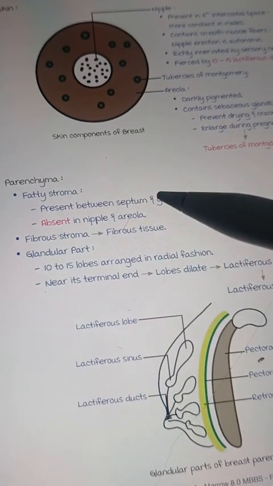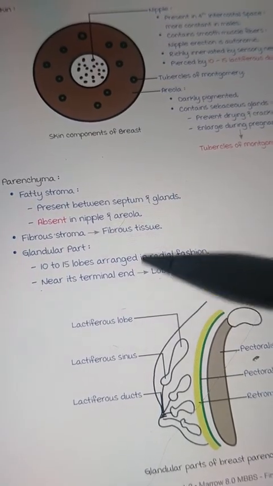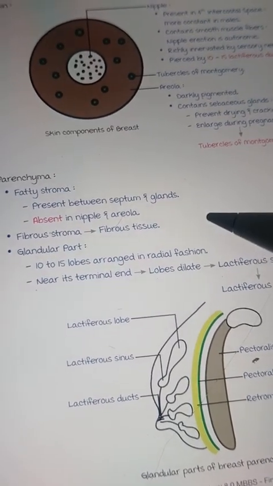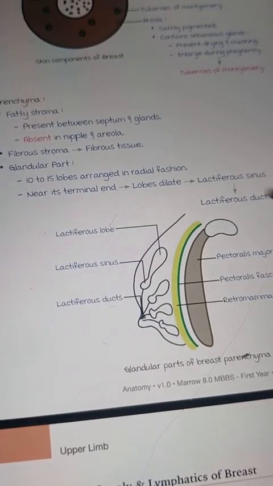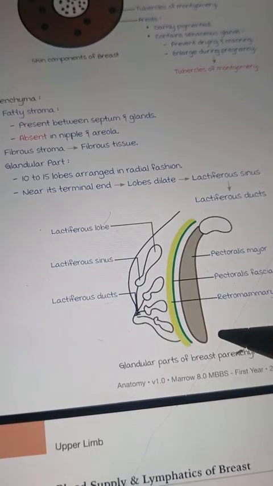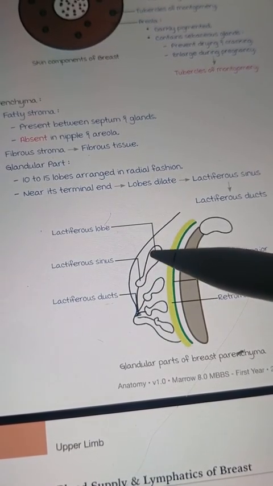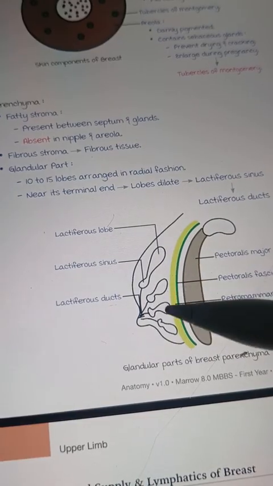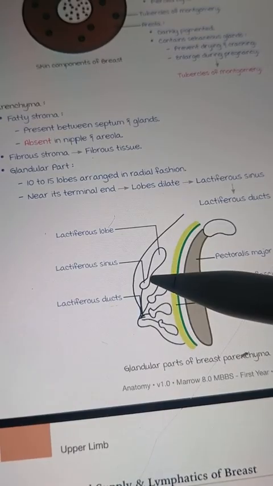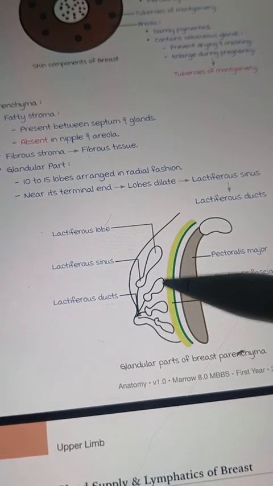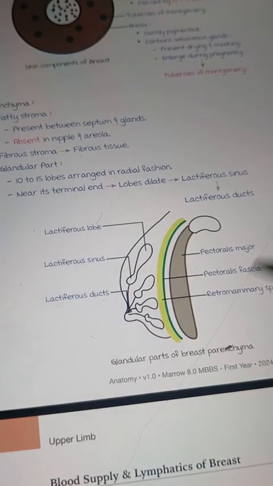Parenchyma is present between the septum and the glands, and it's absent in the nipple and the areola. The fibrous stroma forms the fibrous tissue, and the glandular part is basically 10 to 15 lobes arranged in a radial fashion, and near the terminal end, the lobules are dilated. These dilated spaces are known as lactiferous sinuses, and through the lactiferous sinuses the lactiferous ducts open up.